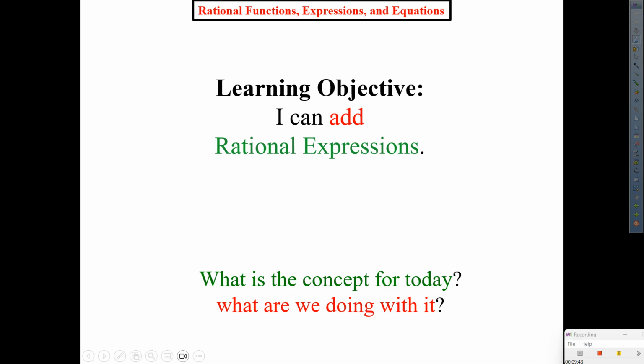Y'all ready? Okay. So, our objective for today: I can add rational expressions. I can add rational expressions. So, we're still on the same concept, rational expressions. So think about it. Remind your neighbor, what are rational expressions? Looks like Gio's got it. Very good, Gio. I see you. Mario's got it. I see you, Mario.